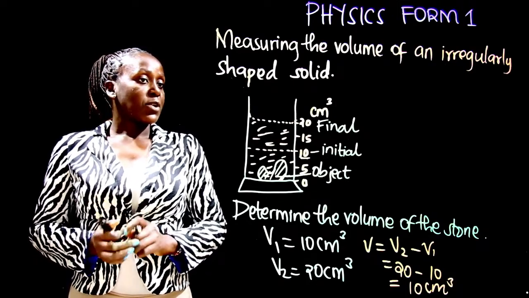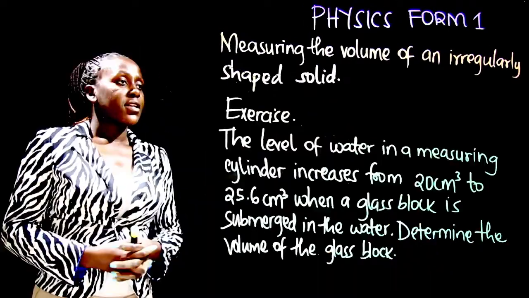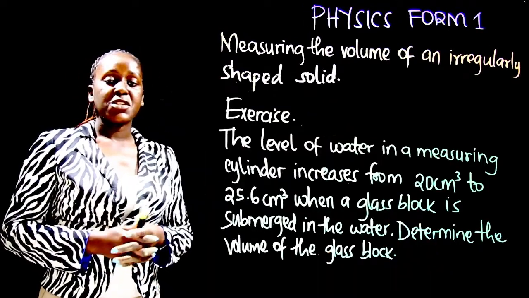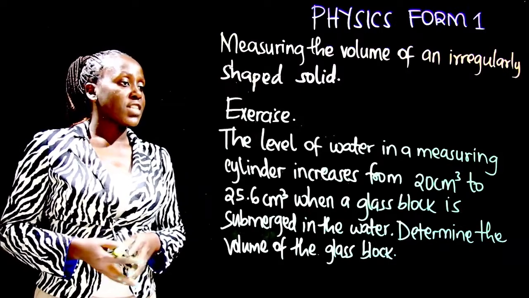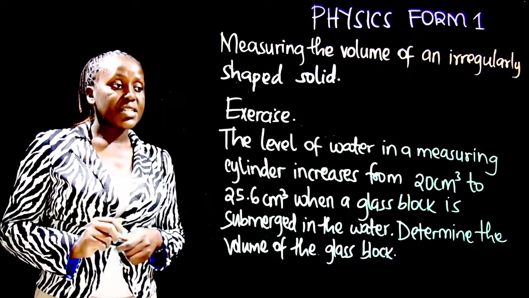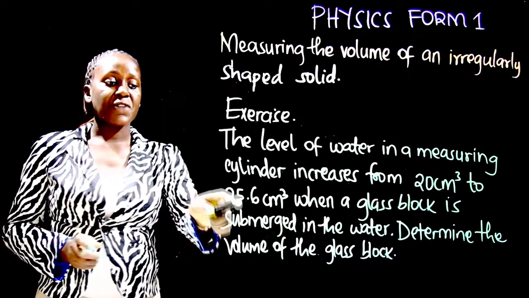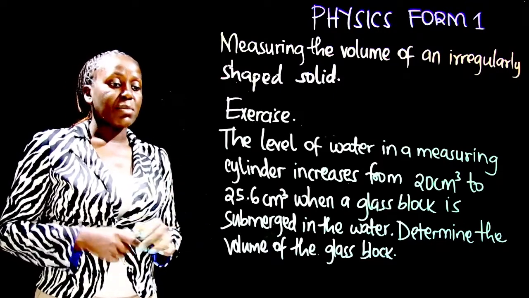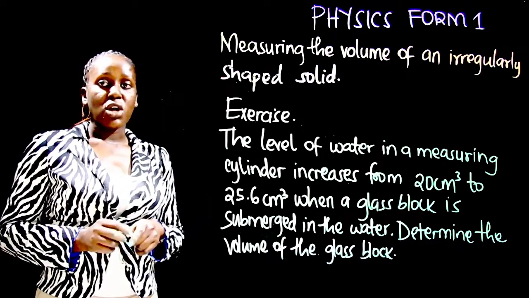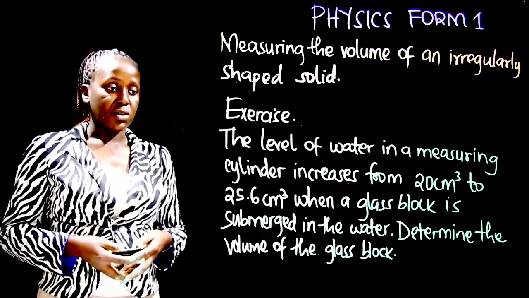Now I'll give you one question that you will attempt to test yourself, as your take-home assignment. The level of water in a measuring cylinder increases from 20 centimeters cubed to 25.6 centimeters cubed when a glass block is submerged in the water. Determine the volume of the glass block.